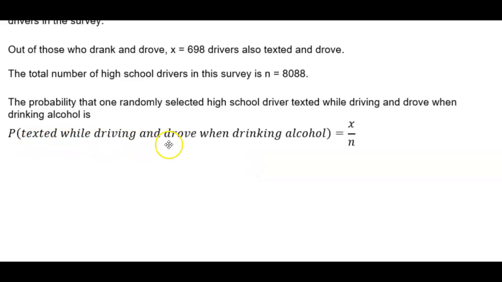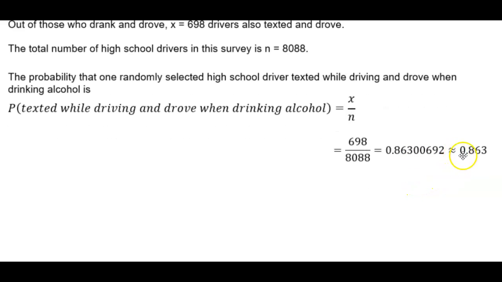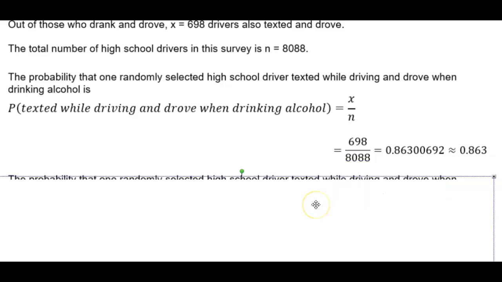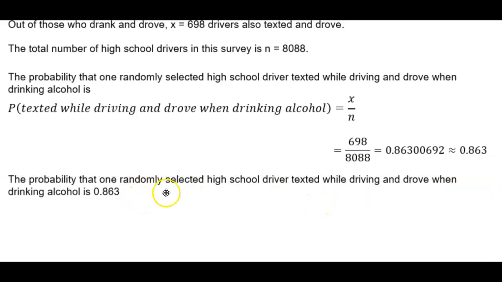The probability of texted while driving and drove when drinking alcohol is X over N. We know that X is equal to 698, and we know that N is 8,088. When we divide those two, we get the decimal 0.863000692. Rounding it to 3 decimal places is 0.863. Therefore, the probability that one randomly selected high school driver texted while driving and drove when drinking alcohol is 0.863.